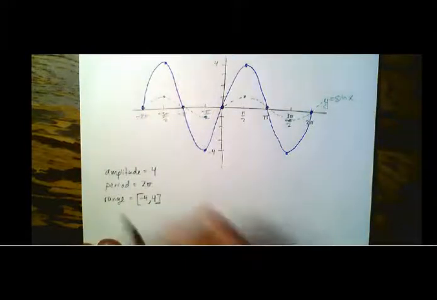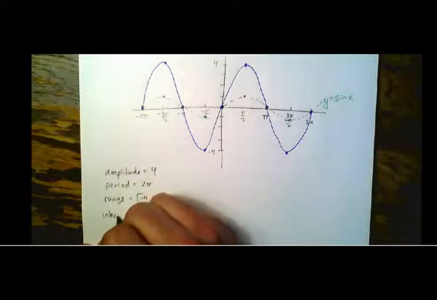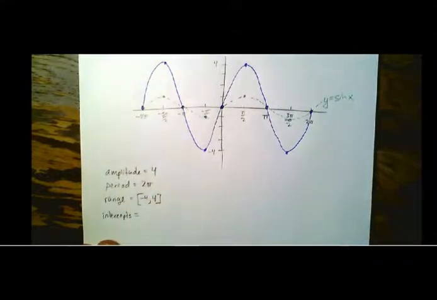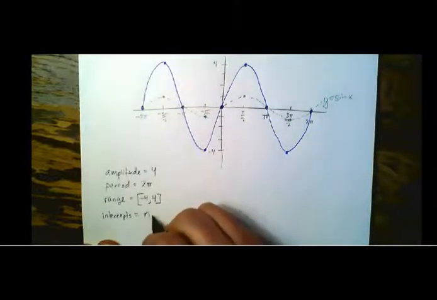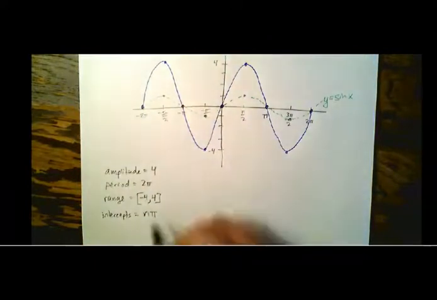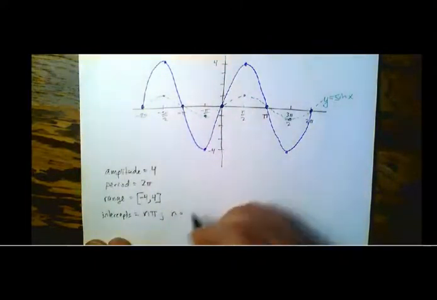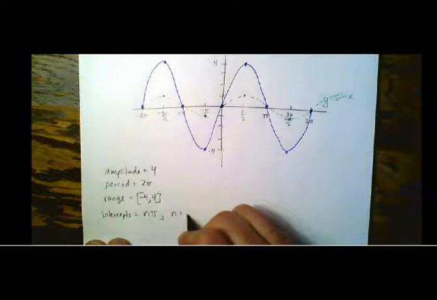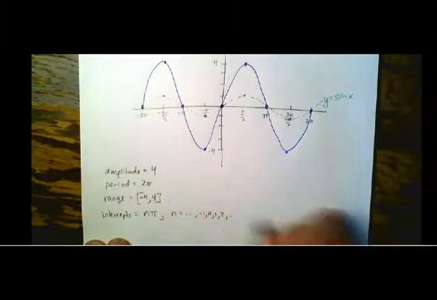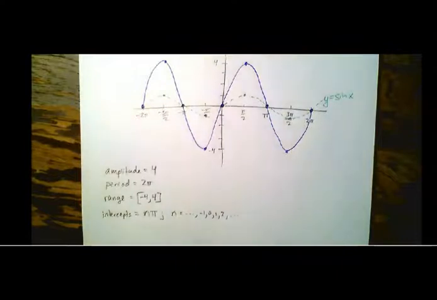And our intercepts. Intercepts occur at 0, 1 pi, 2 pi, and then the next one would be 3 pi if we follow that pattern. So it's n pi. Again, of course, n is -1, 0, 1, 2, ... It's an integer. Okay.